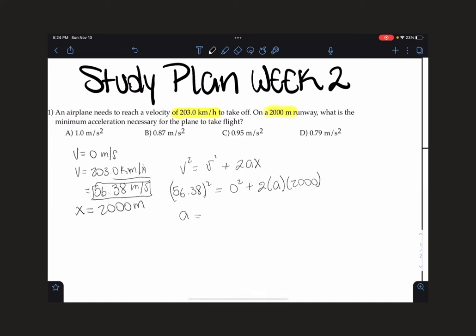And we have that acceleration is 0.7949 meters per second squared, which is answer letter D.